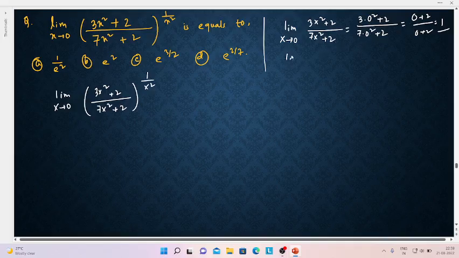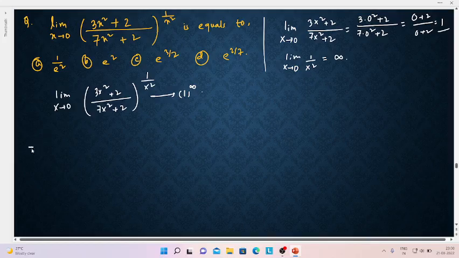So what about limit x tends to 0, 1 over x square? Since x square is a positive quantity, whether x is tending towards 0 plus or x is tending towards 0 minus, that is nothing but infinity. So this is of the form 1 to the power infinity, right? Since this is of the form 1 to the power infinity, what will be the solution?